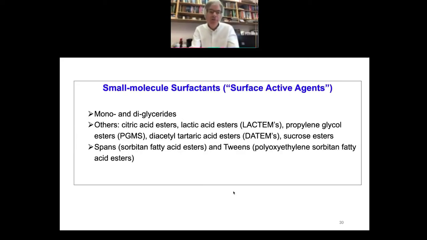The small molecule surfactants are the things like monoglycerides, or a whole bunch of chemically synthesized small molecule surfactants: the lactic acid esters, the lactams, propylene glycol esters, the diacetyl tartaric acid esters, the datems, sucrose esters, and then the spans and tweens. So all of these are chemically synthesized to have a hydrophobic region, typically a fatty acid, and then a hydrophilic region.